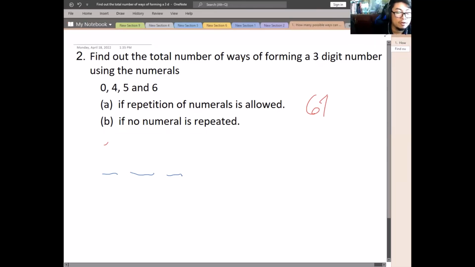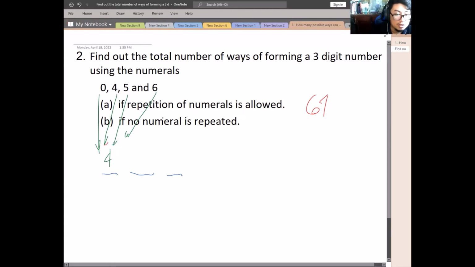We have 4 numerals, so we have 4 options. For our first digit, you can choose 0, you can choose 4, you can choose 5, or you can choose 6. So we have 4 ways to choose whichever numeral for the first digit.